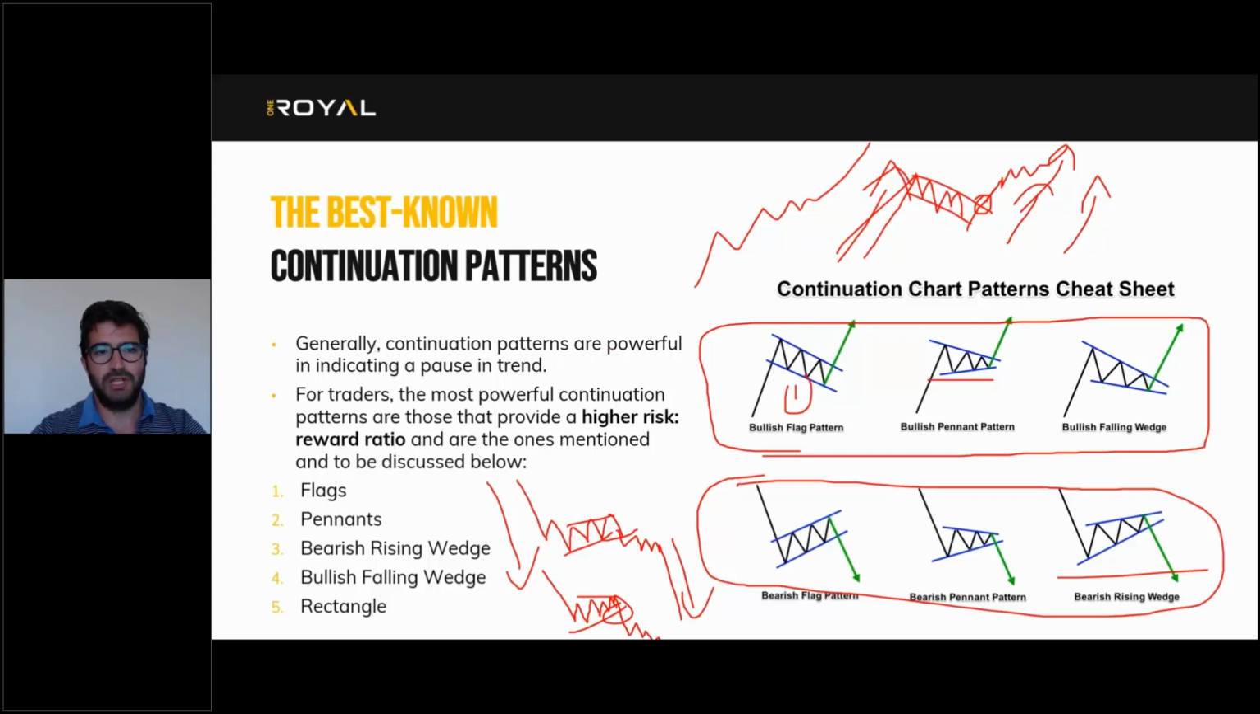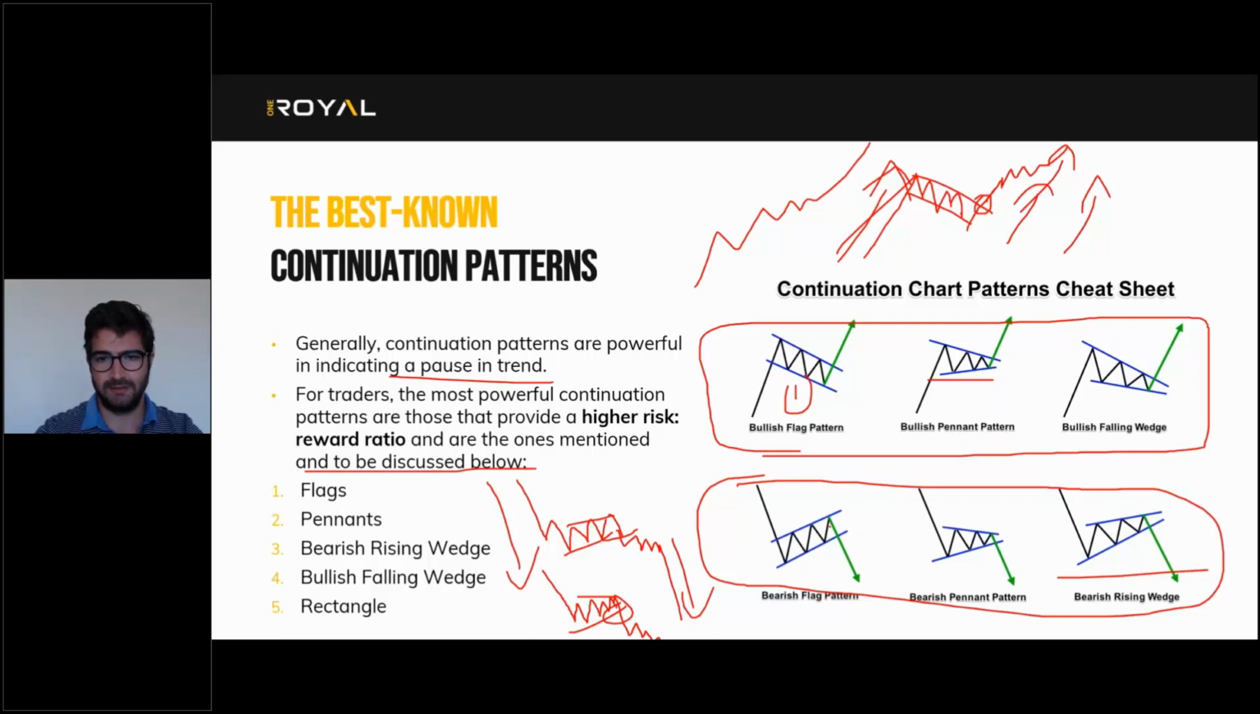So generally, continuation patterns are powerful in indicating a pause in a trend. This pattern shows a pause or consolidation before continuing in the same direction of the main trend. For traders, the most powerful continuation patterns are those that provide a higher risk to reward ratio and are the ones mentioned and to be discussed below.